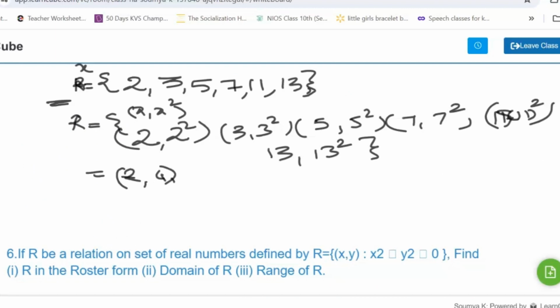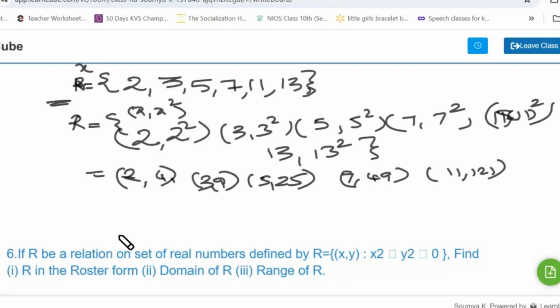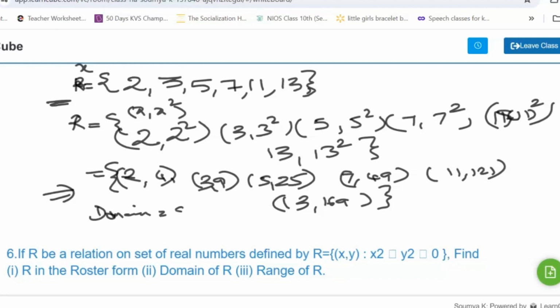2 comma 4, 3 comma 9, 5 comma 25, 7 comma 49, 11 comma 121, 13 comma 169. Okay, so this will be there as the final result of your relation. Then comes domain. You have to find out what are the domain. So if you say domain, it will be 2, 3, 5, 7, 11 and 13. Okay, 2, 3, 5, 7, 11 and 13 are the domain.